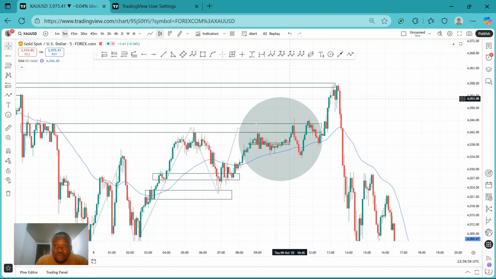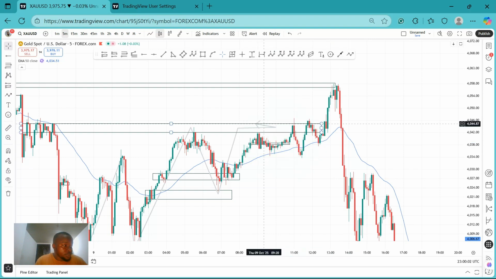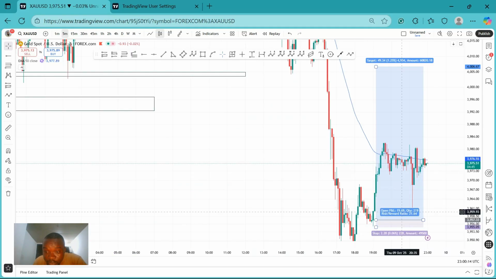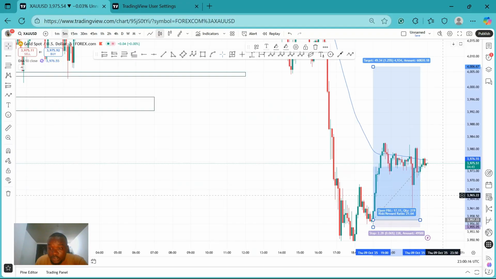So currently, there is a trade that we are currently on right now. When you shift this trade towards the zone now, you find out that this is how we got into this trade.